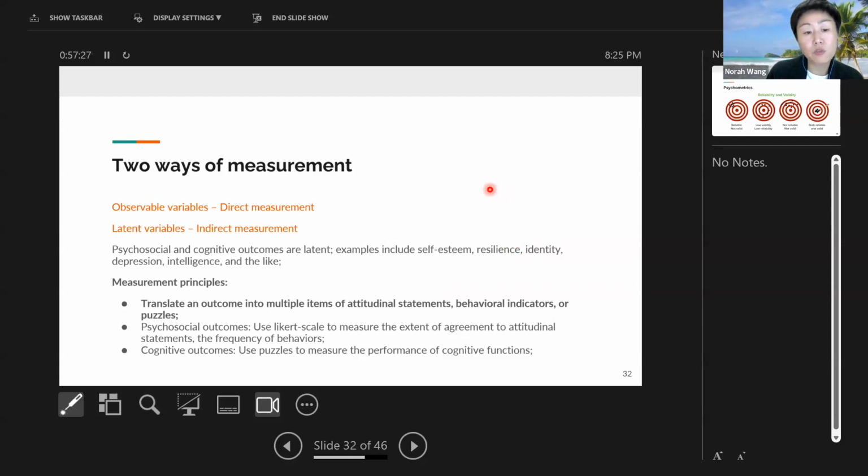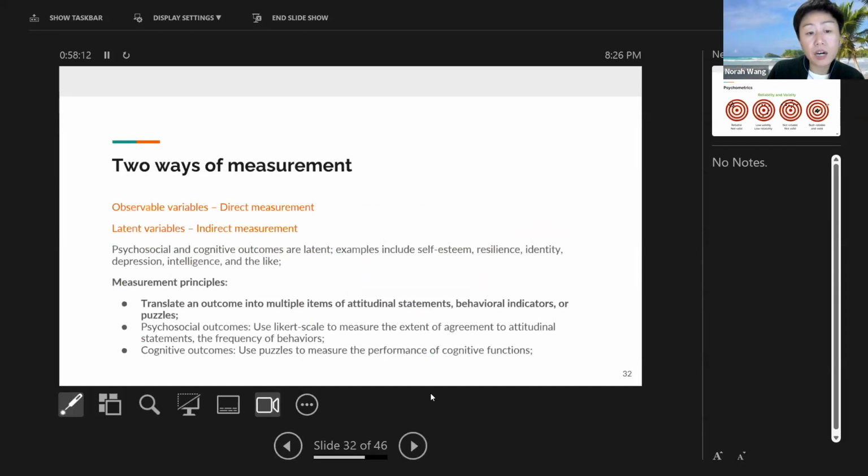And for psychosocial outcomes, the kind of response scale, I mean, how do you actually respond to those questions, right? We often use the Likert scale. The kind of scale that you often see is from strongly disagree to strongly agree, 1 to 5. That's called the Likert scale, right? To measure the extent of agreement to attitudinal statements or the frequency of behaviors. Frequency of behaviors could be from it never happened to it always happens, right? So we often see this kind of Likert scale. And for cognitive outcomes, of course, we often use puzzles to measure the performance of cognitive functions.